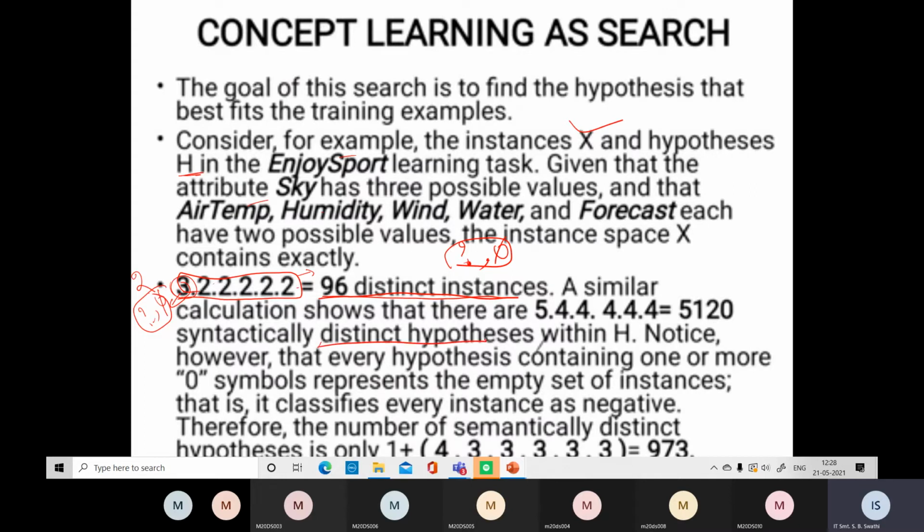Okay, we call this a distinct hypothesis. Within the same hypothesis, if you add these two symbols, question mark and null, for each and every column, then the total number of training data you get for this database is 5120. Similarly, you can also change this existing hypothesis, which has 96 instances, in one more way.